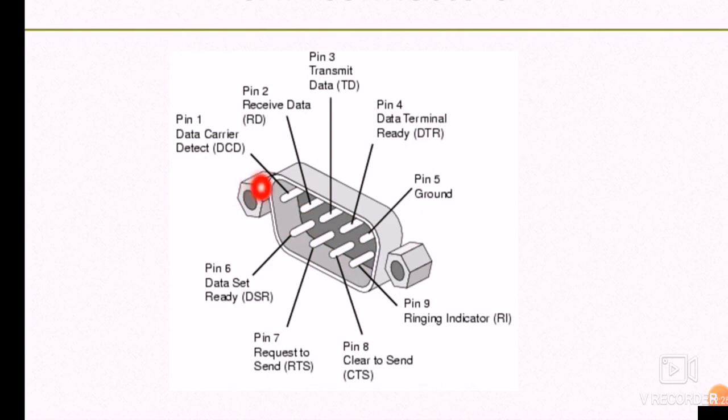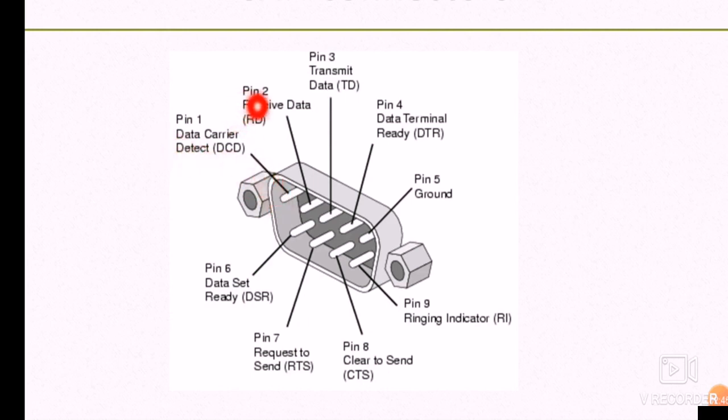So let's see pin number 1. Pin 1 is data carrier detect, that is DCD. This pin is responsible for indicating whether the data has been transmitted or not, or whether the data has been received or not. It will just detect, it's like a flag. So if the data has been transmitted or received, it will be set to 1.